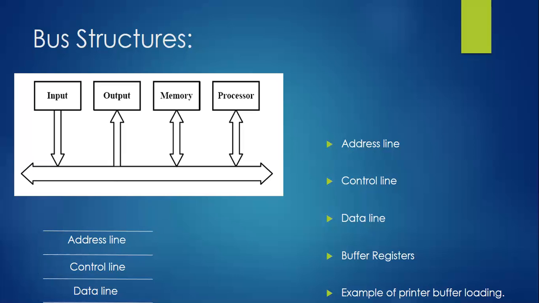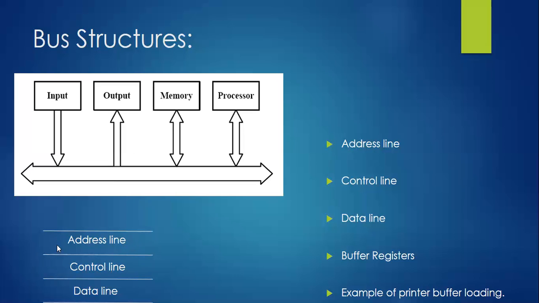This is one cable. Internally, it will have three sections. This is very important. This is a bus cable, the same representation, but internally it consists of three different lines. The first line, we call the address line. The second line, we call the control line. And the third one, we call the data line.